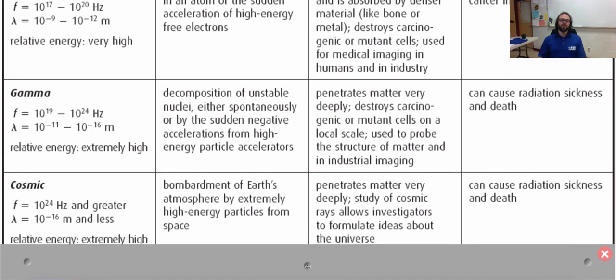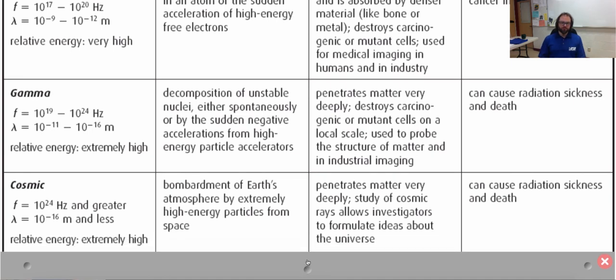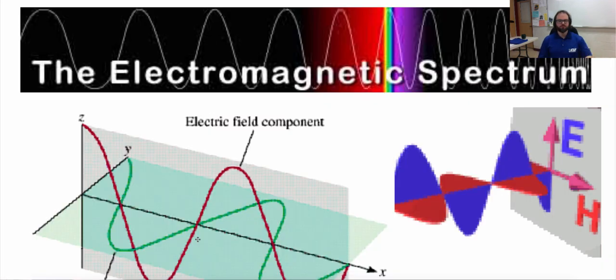The last one here is cosmic radiation. Cosmic radiation is what we get mostly in space. It's the bombardment of Earth's atmosphere by extremely high energy particles from space. Earth's atmosphere takes most of this up. It penetrates matter very deeply. A study of the cosmic rays allows investigators to formulate ideas about the universe. It can cause radiation sickness and death.